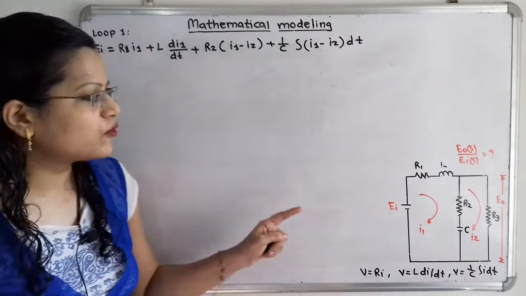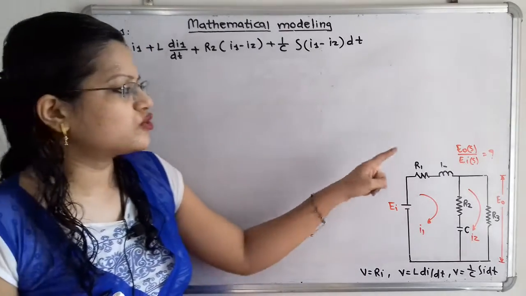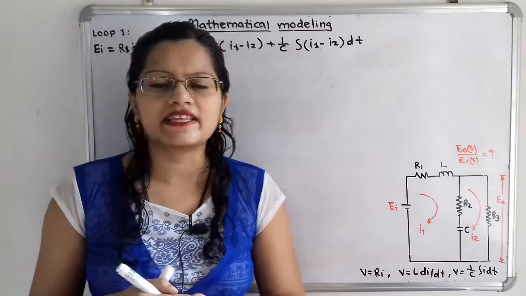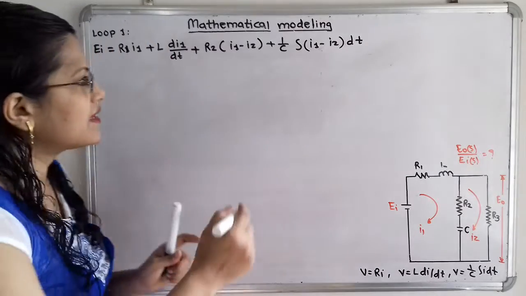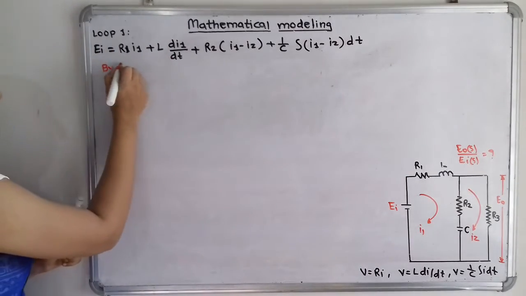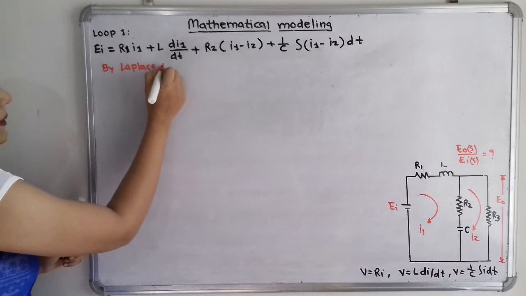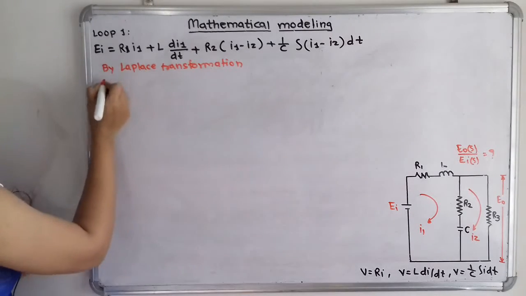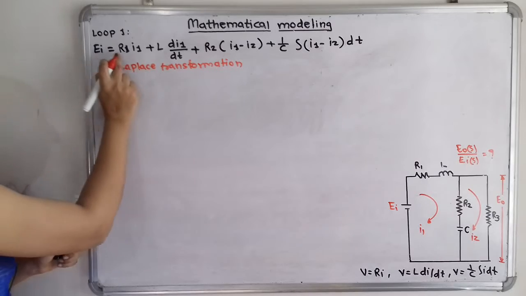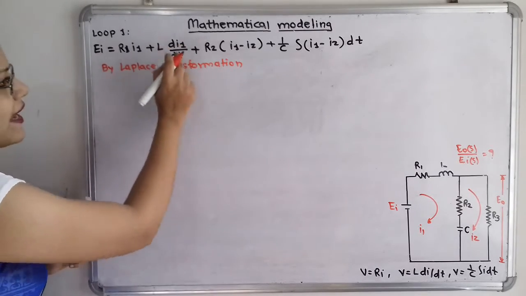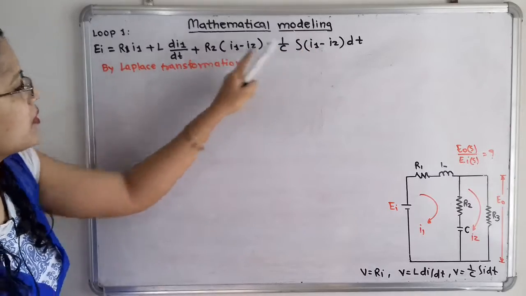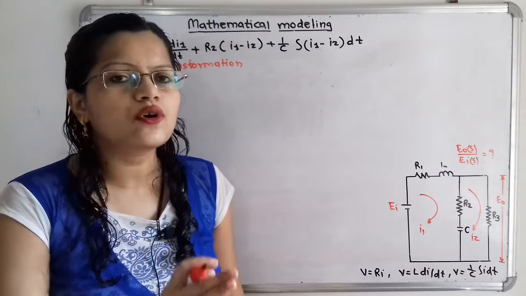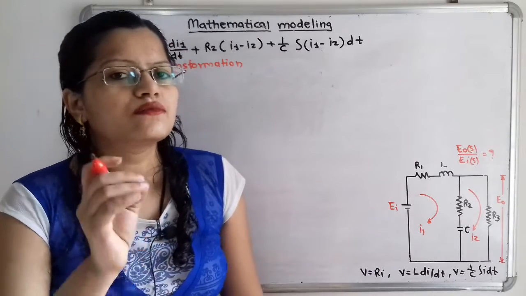Now we know that we also have to find the ratio of EO(S) to EI(S). Here S means we have to take the Laplace transform. So I will take the Laplace transform of this equation. Here it will become current I, and here also current I, that is I1 and I2. In this equation these are variables, so for these variables we have to write this equation in terms of S.